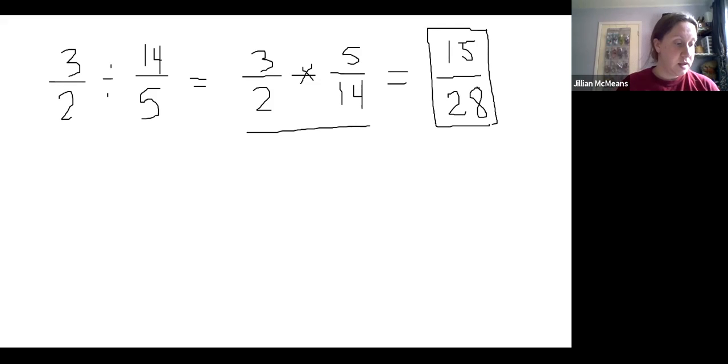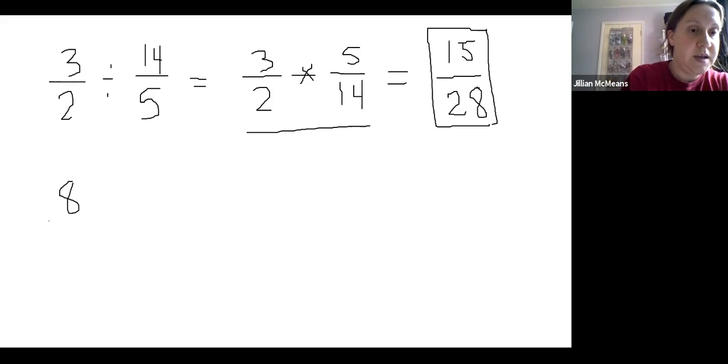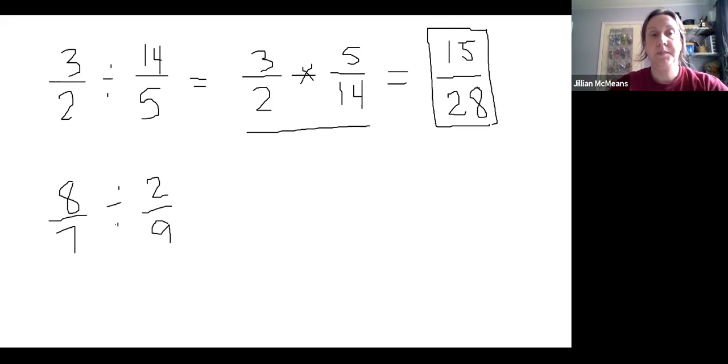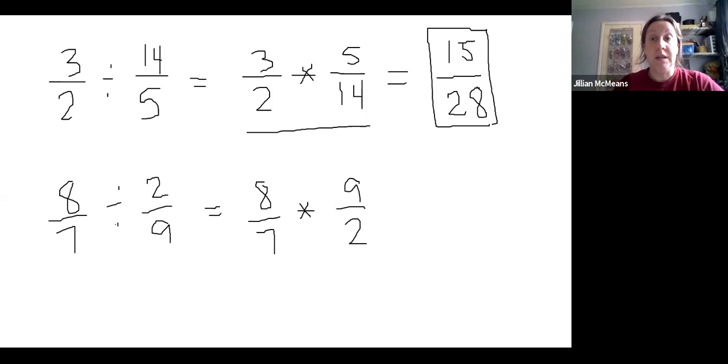All right, let's try one more. Let's try 8 over 7 divided by 2 over 9. All right, so we want to go ahead and write this as multiplication. So first fraction stays the same. I multiply by the reciprocal of the second fraction, which is 9/2. And then I just proceed with regular steps for multiplication.